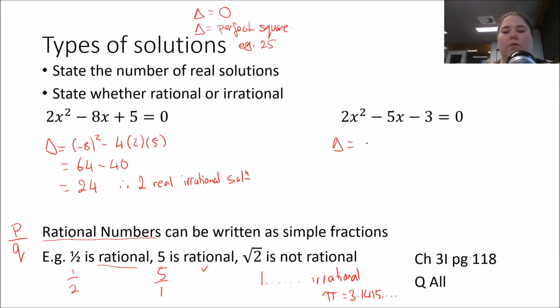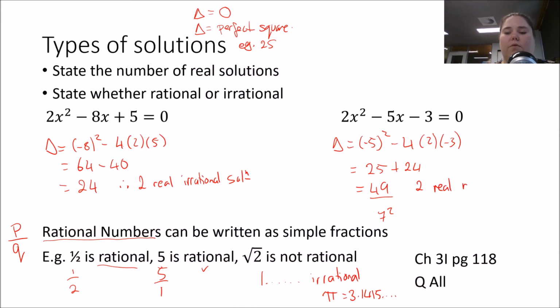All right, another one. Discriminant equals negative b squared minus 4ac. So that's 25 plus 24, which equals 49. So because 49 is a perfect square, it's 7 squared, that one has two real rational solutions. Cool. So chapter 3i, page 118, do all of them.